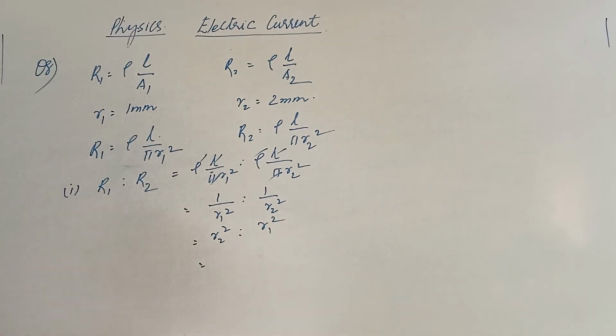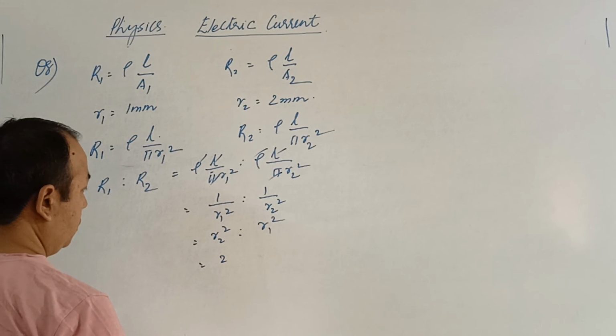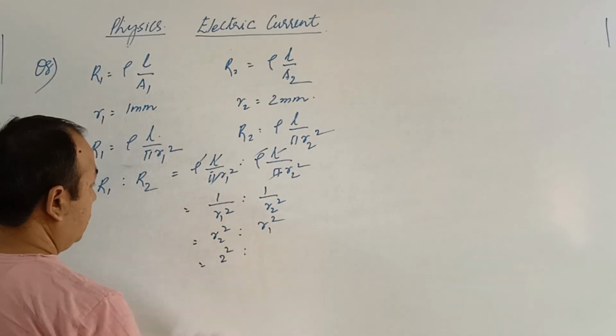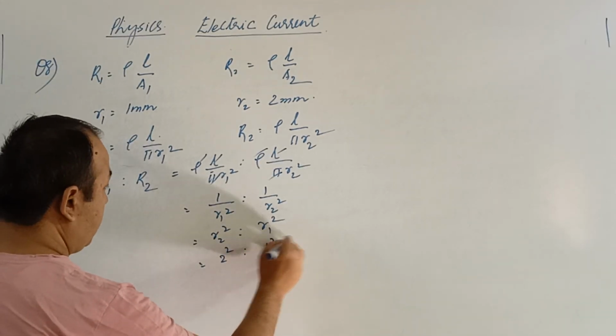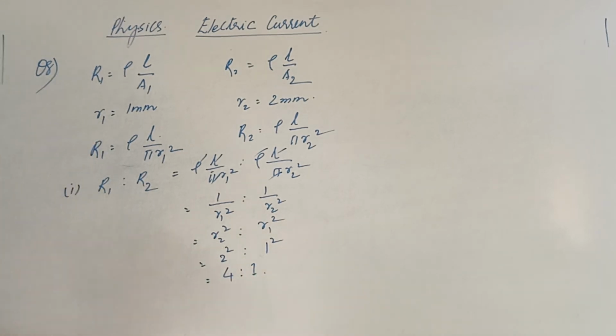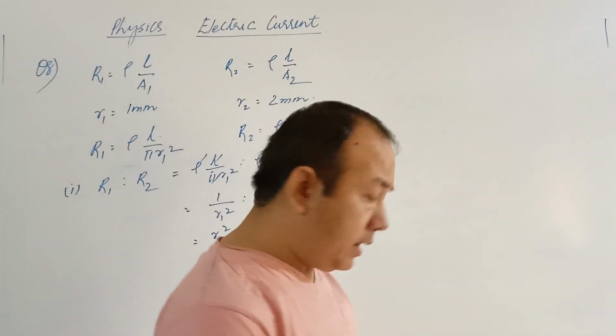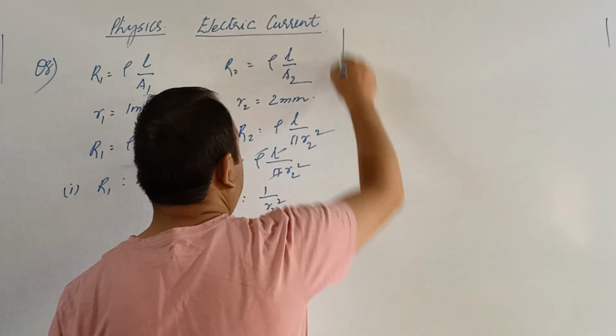Now put the value of R2, it is 2 mm. So 2 square, and R1 is 1, so 1 square. So it's coming equal to 4 is to 1. So we got the ratio of resistance of the two wires as 4 is to 1. Then we need to find the resistivity.